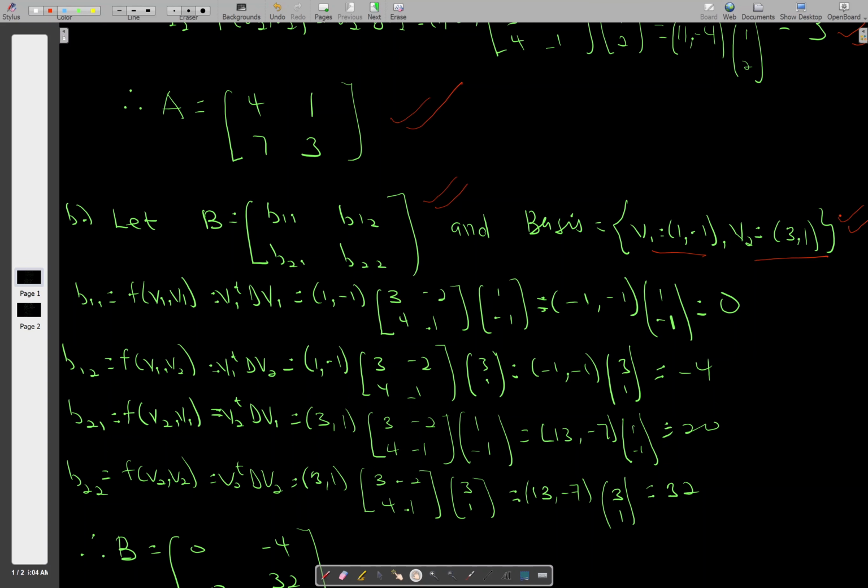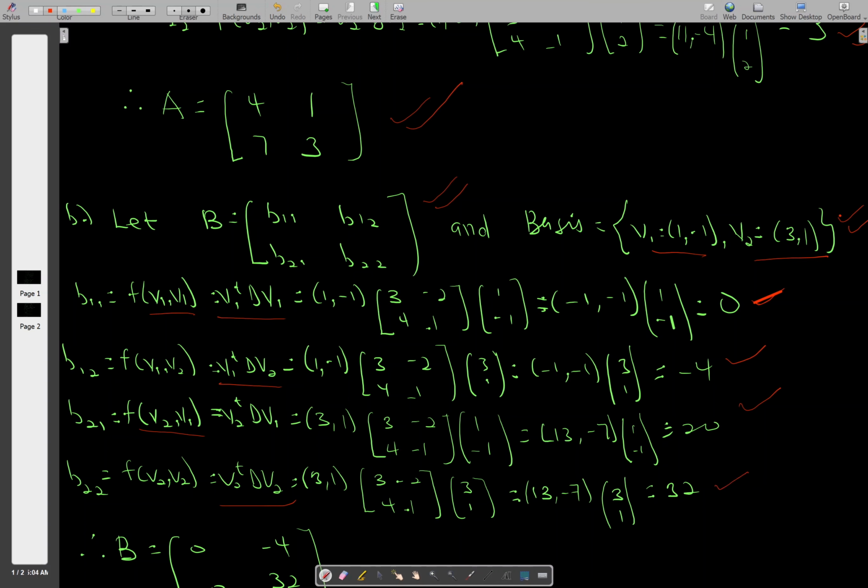So B11 is given by, this time the basis is V, not U. So that's F of V1, V1, and is given by V1 transpose dV1. When we solve this, you get 0. B12, that's V1 transpose dV2. When you solve it, you get negative 4. B21, that's V2 transpose dV1. When you solve this, you get 20. Then B22, that's V2 transpose dV2. When you solve it, you get 32.